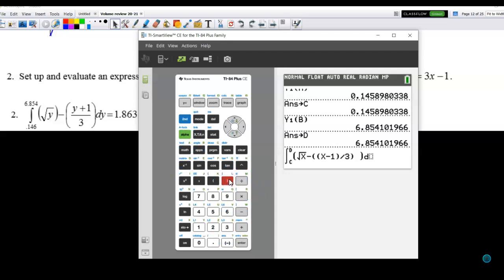Now remember, there are no squares. We're not doing volume, we're doing area. And even though we wrote the problem in terms of y, we're going to type the variable of x.